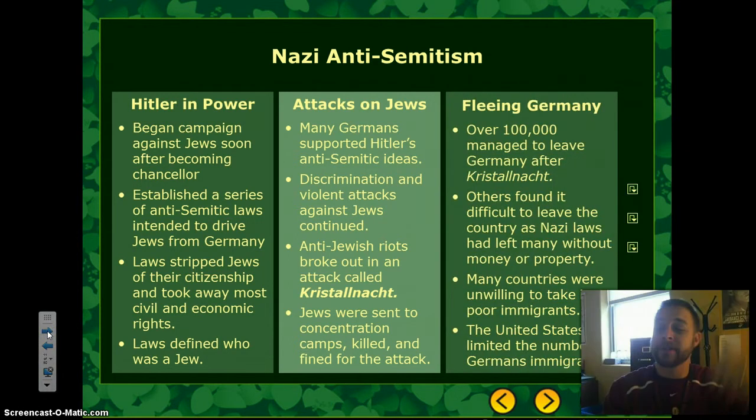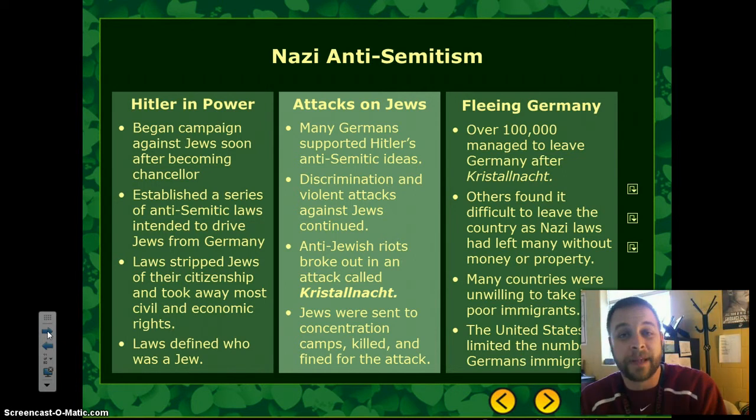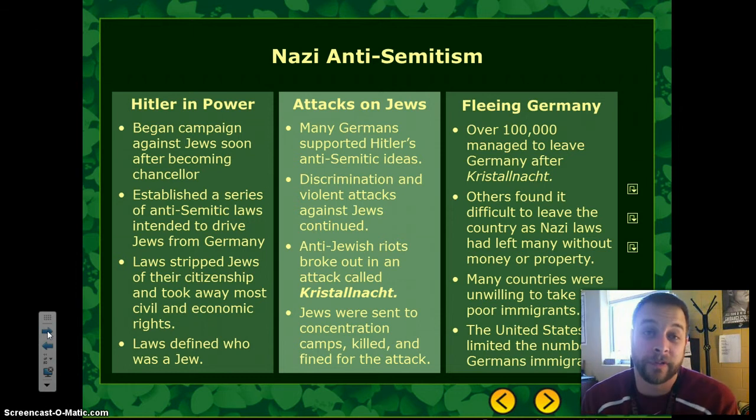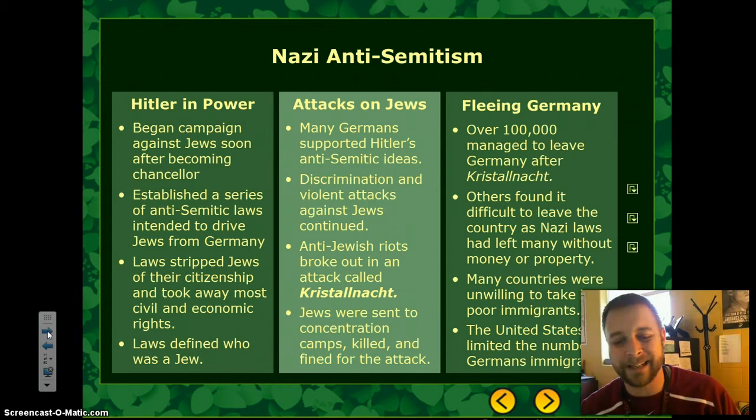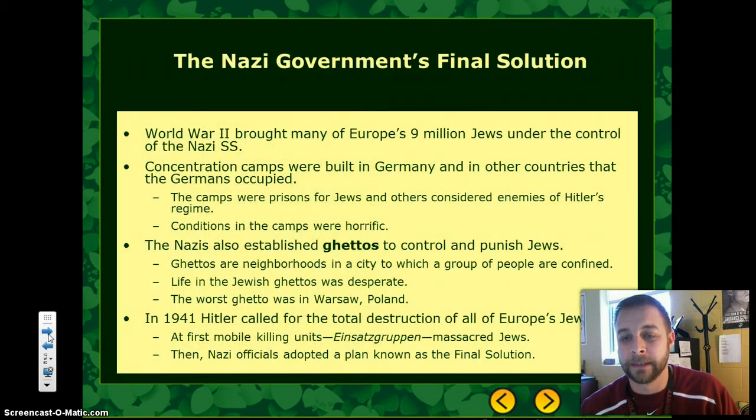Now 100,000 Jews do manage to leave Germany immediately after Kristallnacht, but some find it difficult to leave as they don't have money. These policies have basically trapped them in a country that wants them gone. Also, other countries, including the United States, are very reluctant to take in Jewish immigrants. For instance, the U.S. limits the number of Jews that they'll take.